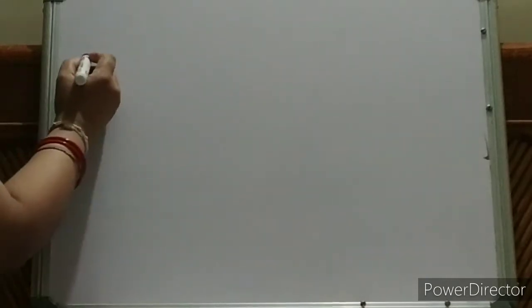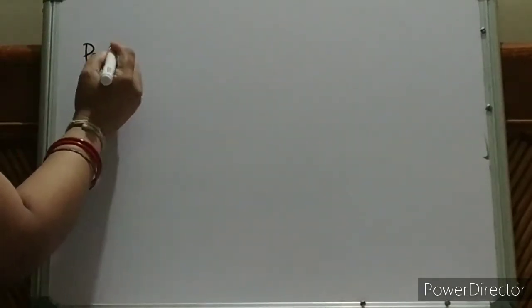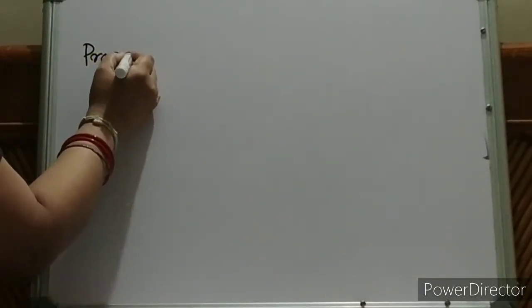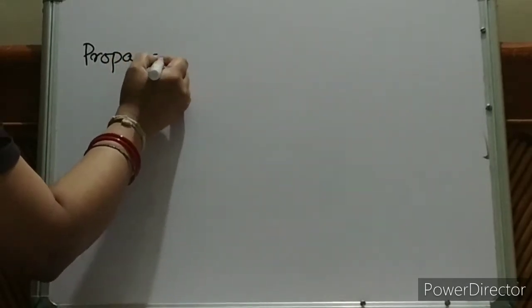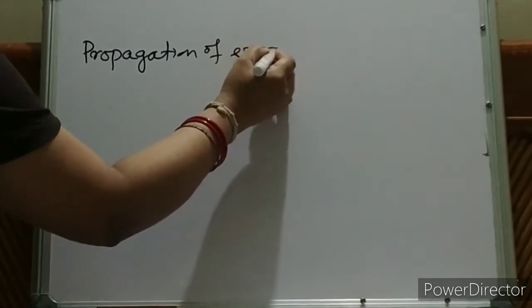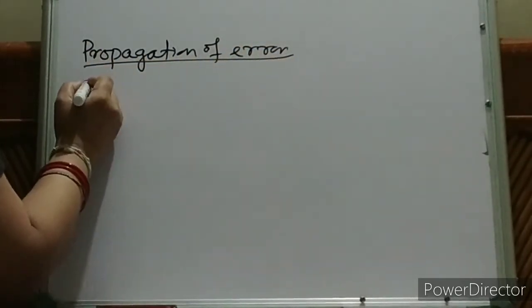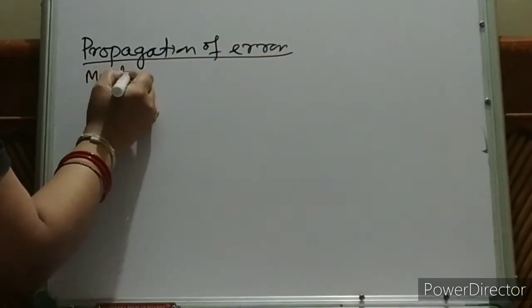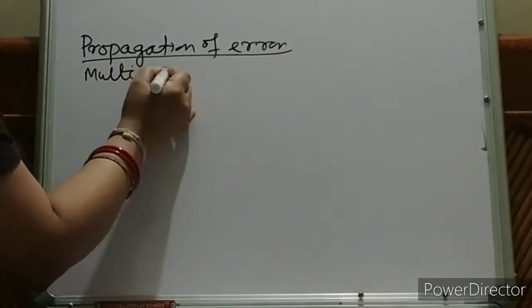In the last video lecture, we discussed the propagation of error in the case of addition and subtraction. Today we are going to discuss the propagation of error in multiplication and division. So first we will discuss the case of multiplication.